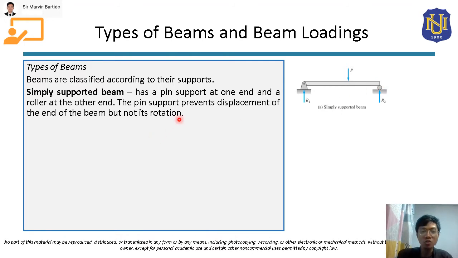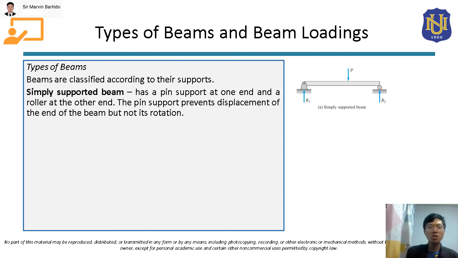The pin support prevents displacement of the end of the beam but not its rotation. As we know, for hinges or pin supports, there is no moment reaction. If there's no moment reaction, the beam will have the freedom to rotate, since it doesn't restrain moments.